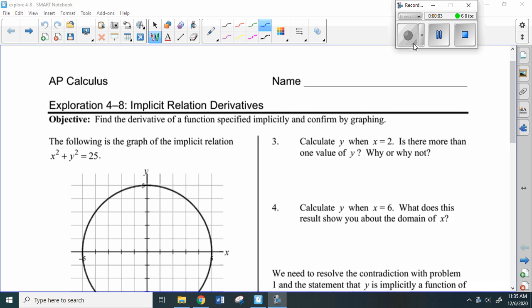Well, good morning, gentlemen. Today's lesson is on what we call implicit differentiation. We're going to be talking about how to find the derivative of a function that's defined implicitly versus explicitly. So let's just get started.